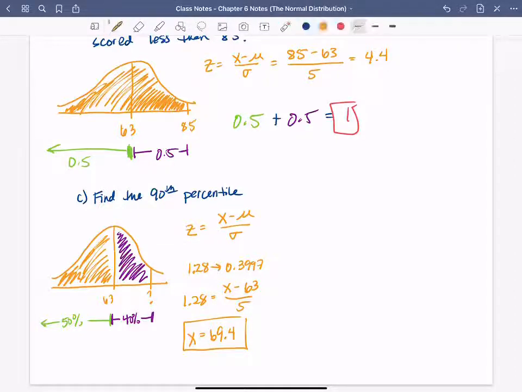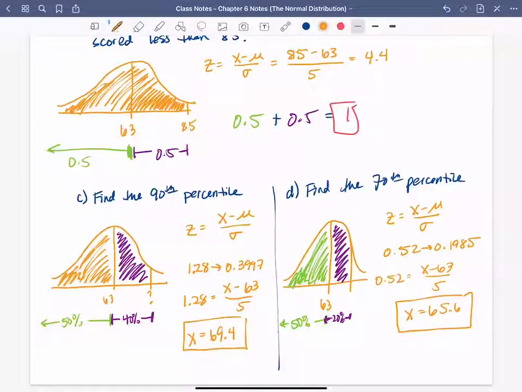Let's try another one. Find the 70th percentile. What I want you to do here is I'm actually going to pause this, stop the video. I want you to find the 70th percentile, see if you can do it, and then when you're done, come back and check your work.